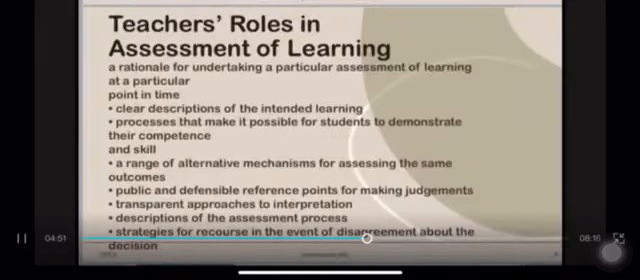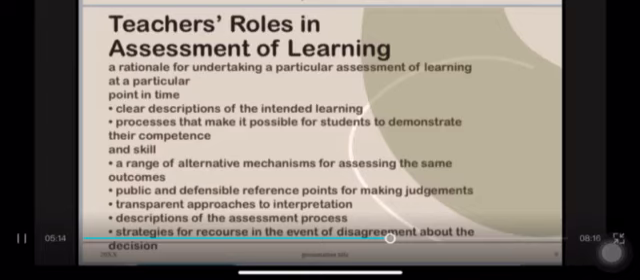Okay, so the teacher's roles in assessment of learning. A rationale for undertaking a particular assessment of learning at a particular point in time. First is a clear description of intended learning. Second, processes that make it possible for the students to demonstrate their competence and skill. A range of alternative mechanisms for assessing the same outcomes.